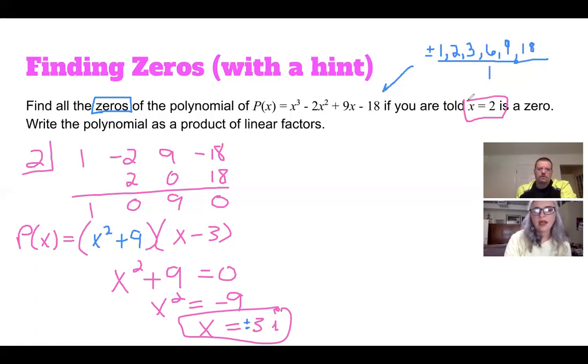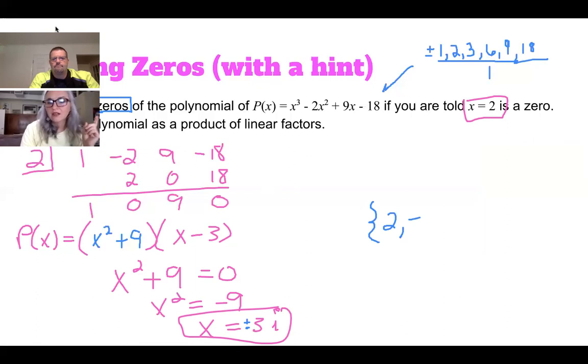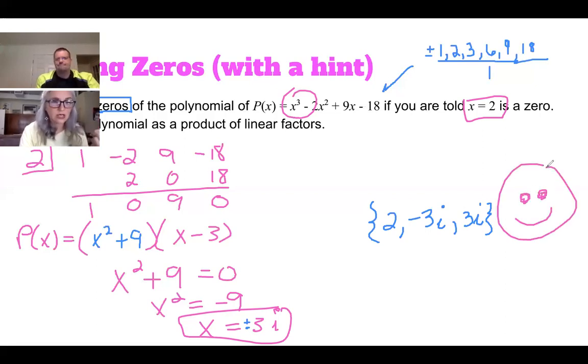And guys, this is why I like to go back, list out your zeros, and check your fundamental theorem of algebra. You're told that 2 is one of them, and you just found -3i and +3i. And what was the degree of this polynomial? It was degree 3. So the fundamental theorem of algebra tells you you should have 3 solutions. Did we find 3 solutions? Yes, we did.